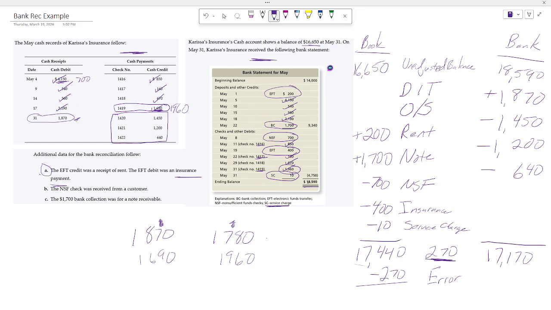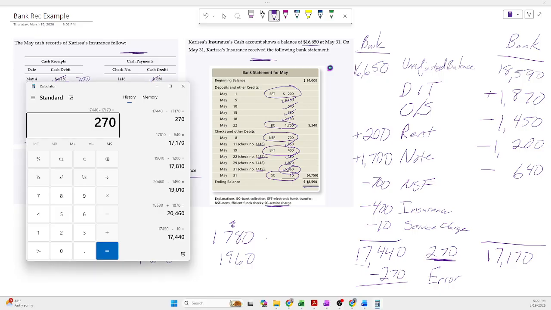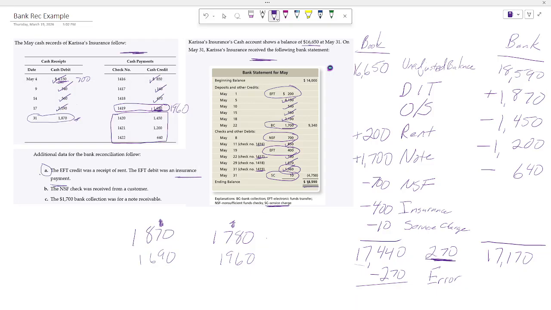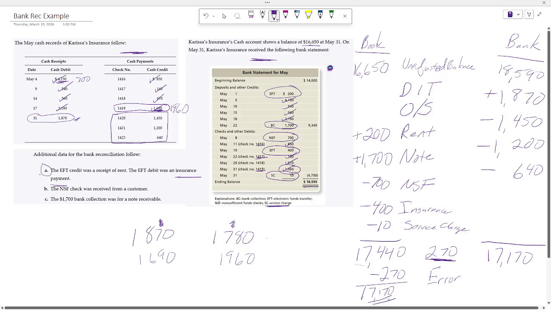All right, so in this case, we say, all right, we have less money than we thought, so we need to subtract it. Let's see if that fixes our balances for us. So 17,440 minus 270 is 17,170. Hey, things match now.